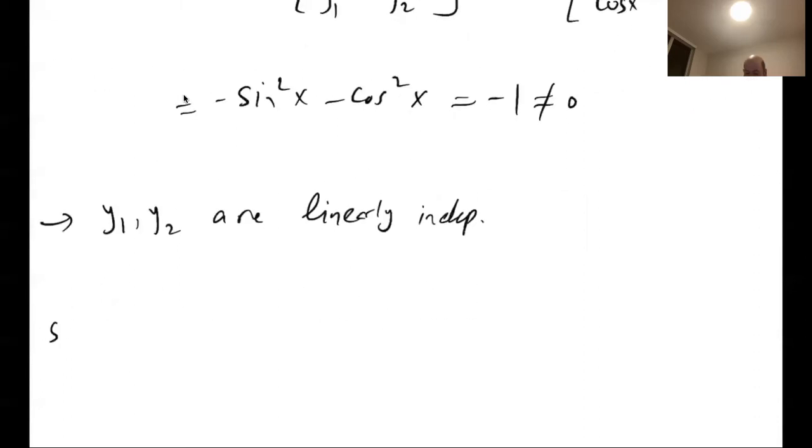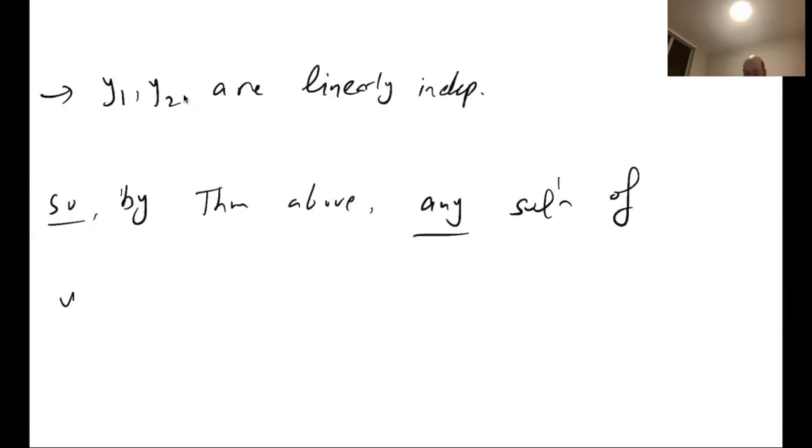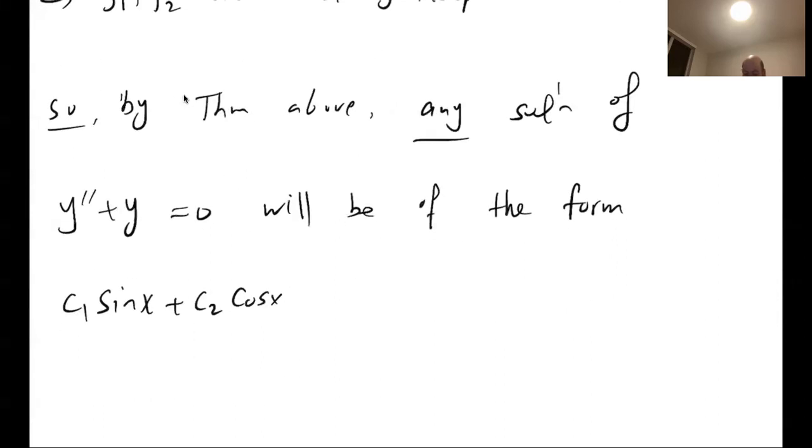So by the theorem above, we can say that any solution of y double prime plus y equals 0 will be of the form C1 sine x plus C2 cos x. Here C1 and C2 are constants.